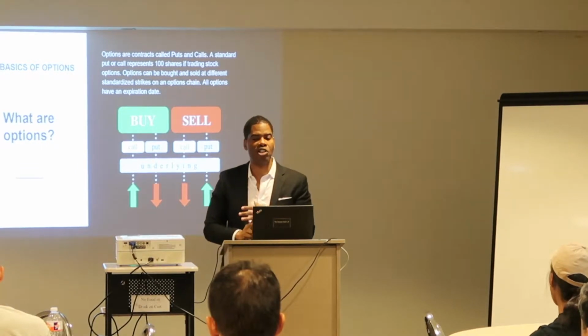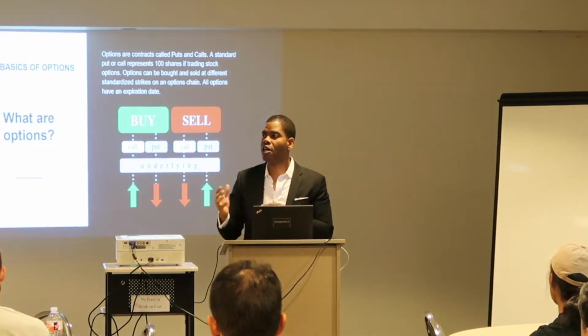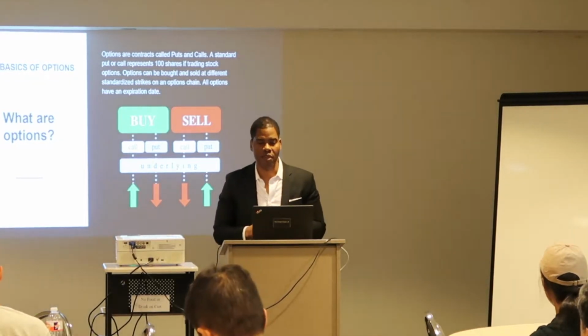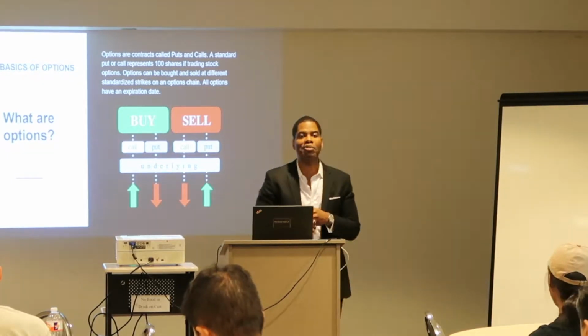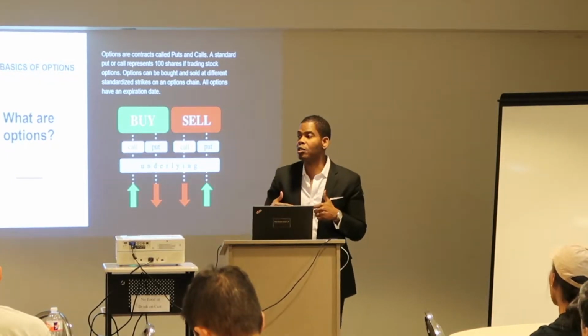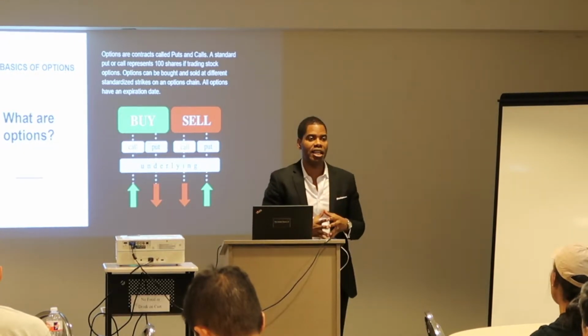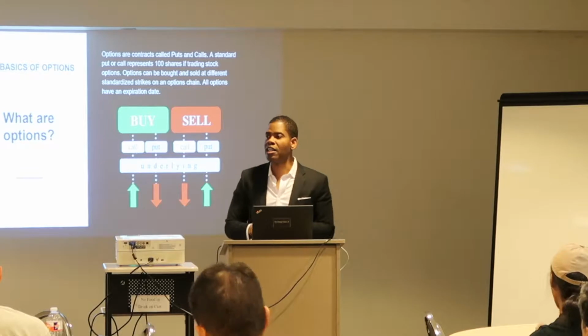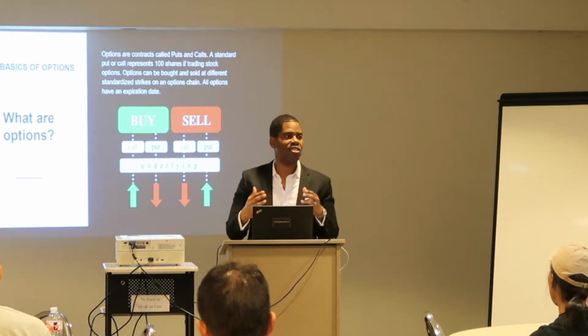Options can be bought and sold at different standardized strikes on an options chain. We're going to talk about that in a second, go over the option chain. All options have an expiration date. So an option can expire today, it can expire tomorrow, it can expire years from now. But they all have an expiration date. That's why it's called an option, and that's why it's usually a lot cheaper than buying something, because there's always an expiration date to it.